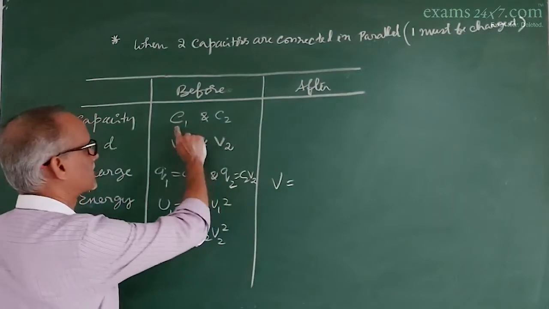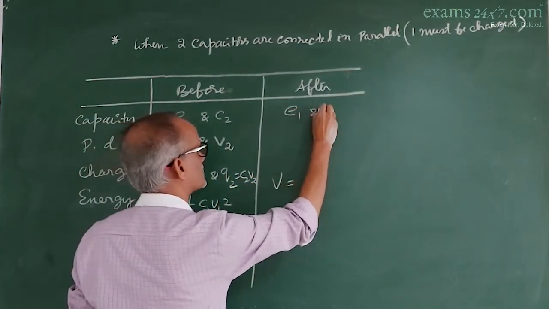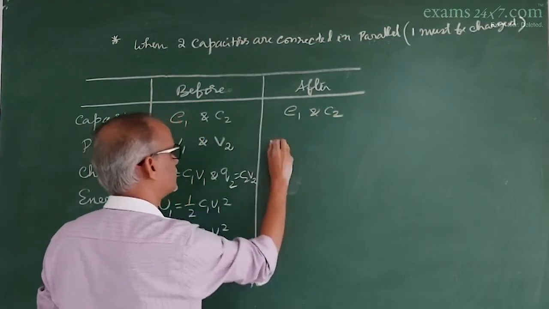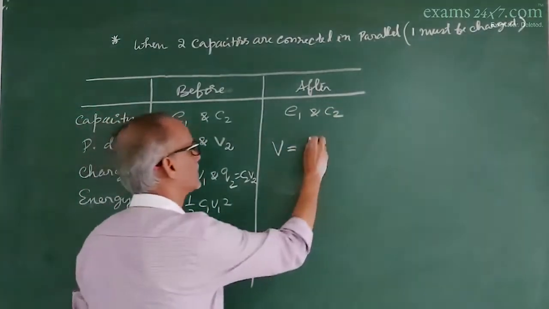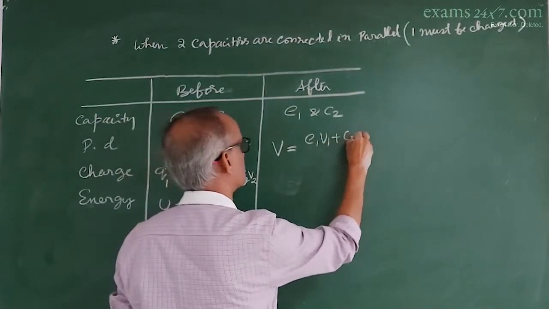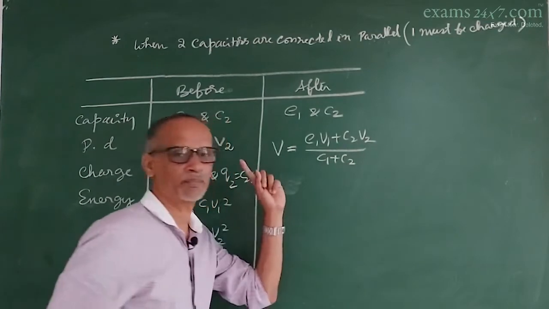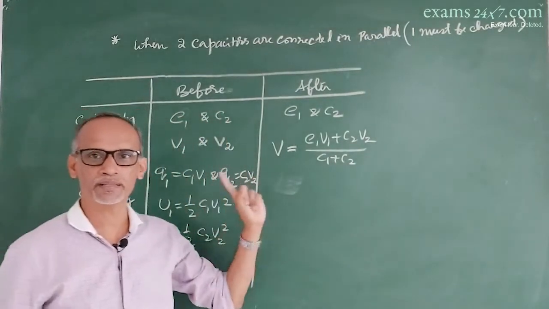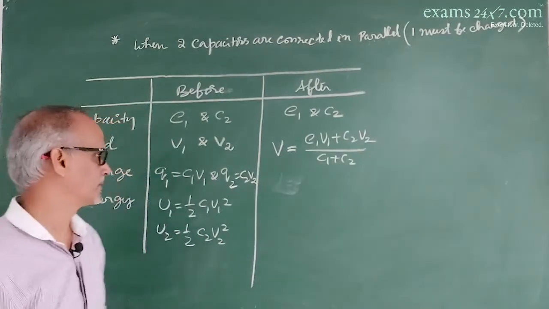So, what is their capacity after they are connected in parallel? That remains the same, C1 and C2. But their potential becomes V. It's a common potential, which is given by (C1V1 plus C2V2) by (C1 plus C2). This is the common potential attained by both the capacitors when they are connected in parallel.